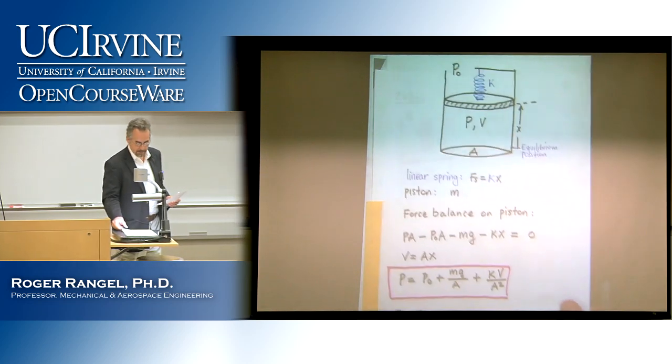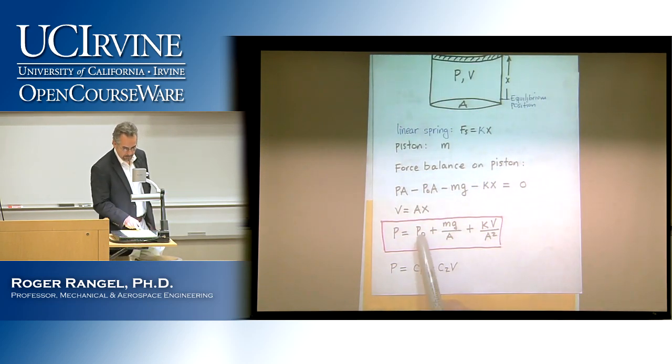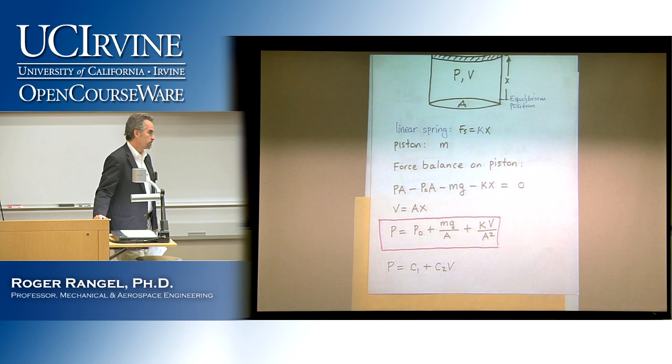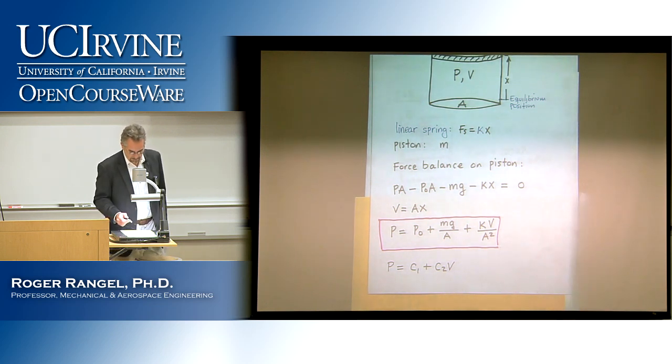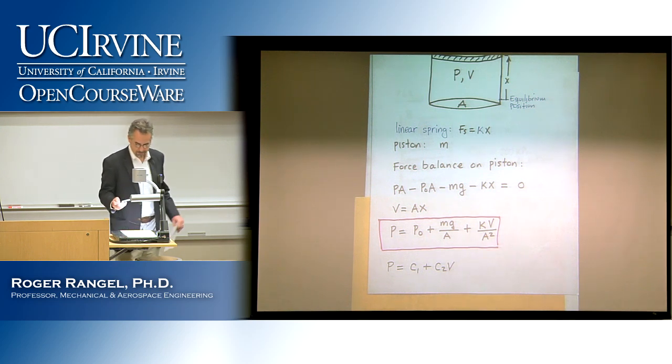Well, so here is that formula. C1 plus C2 V. The C1 is P naught plus mg over A. Right? A would be the area. We don't know what that is. G, of course, we do know. M, we're actually asked. One of the questions is to determine the mass. K is the constant of the spring, and then A again. So we don't have the spring constant either.